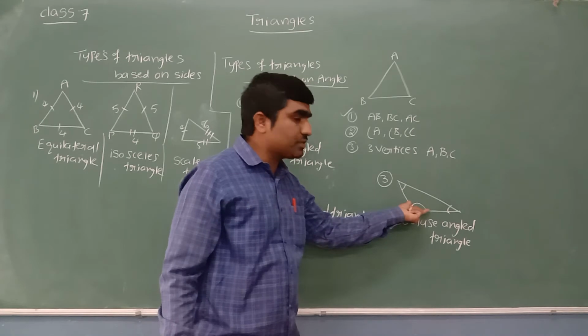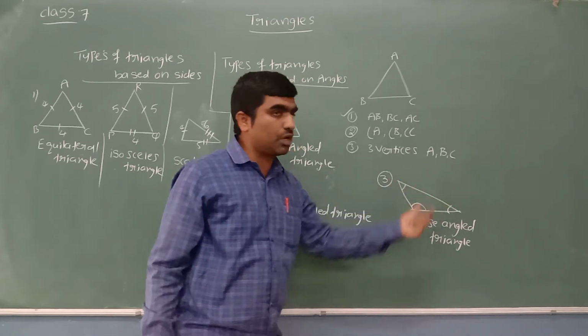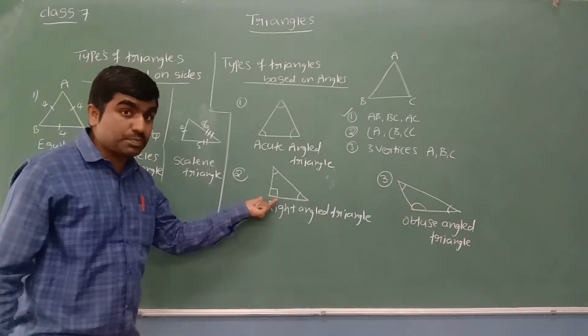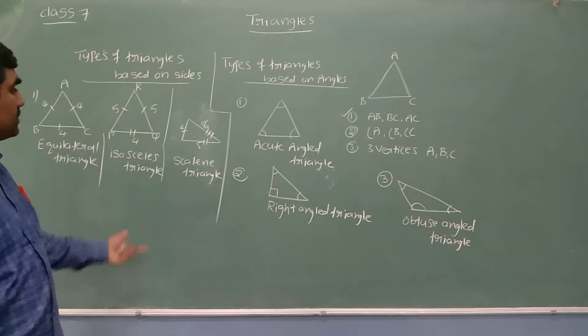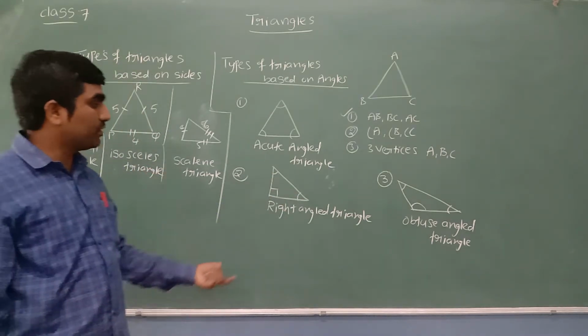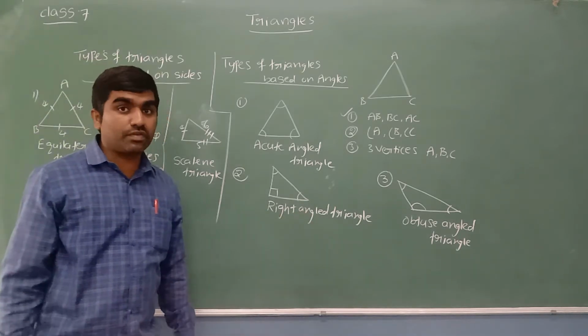So only one obtuse angle is possible, the other two angles are acute angles. Only one right angle is possible, the other two angles are supposed to be acute angles. These are the types of triangles based on their sides and based on the measure of their angles.